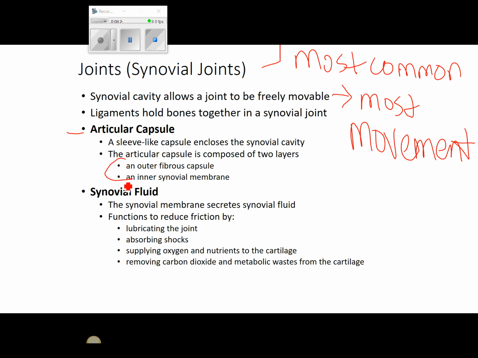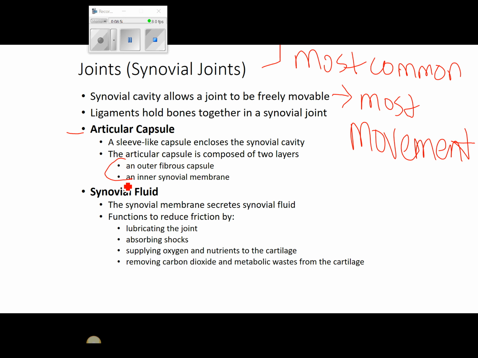It also has articular cartilage on the ends of the bones that covers the bones at a joint, and it's like a hyaline cartilage, but it has no perichondrium, and its matrix contains more water than other cartilages. The synovial membrane is going to secrete synovial fluid. That synovial fluid is going to lubricate the joints.